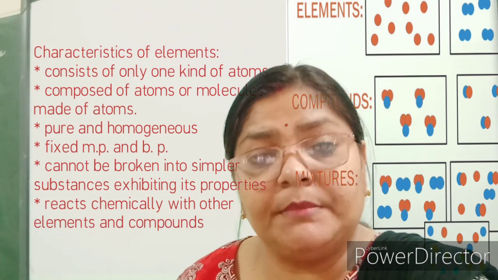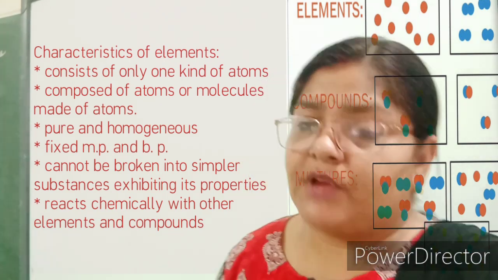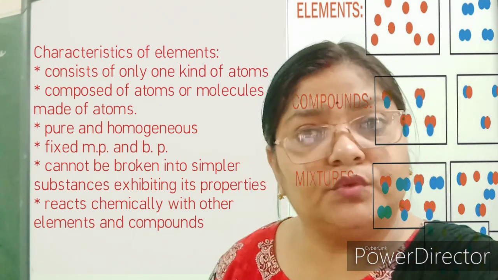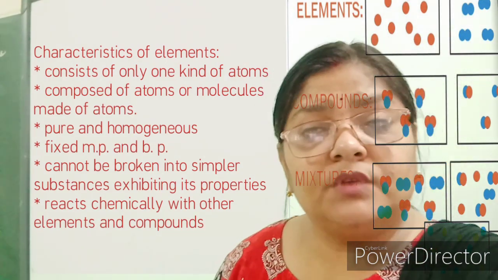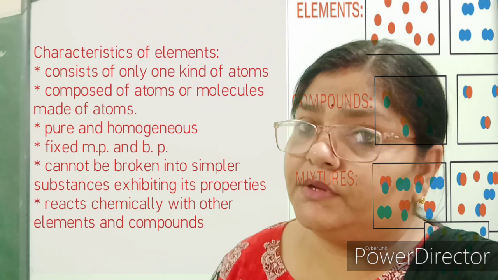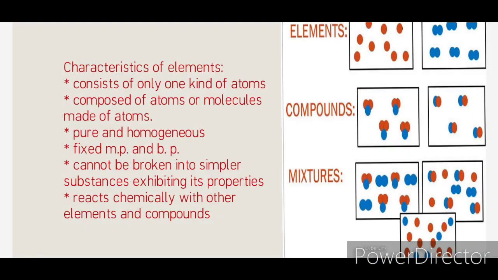Elements may react chemically with other elements and compounds. So an element can react with another element like NaCl, sodium chloride, or hydrogen sulfide, or water. So one element reacts with another element to form a new substance or compound.